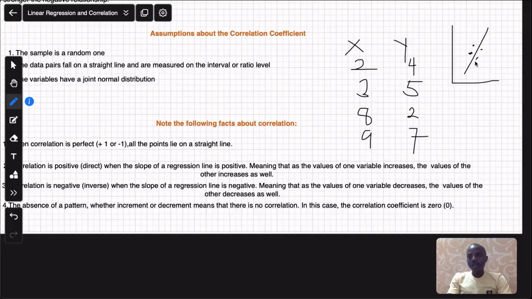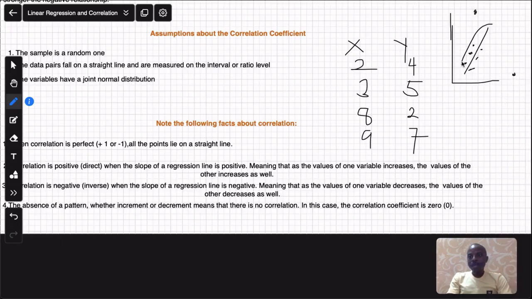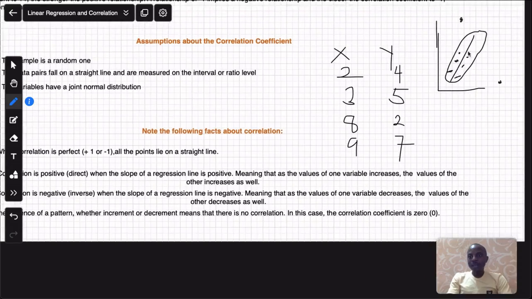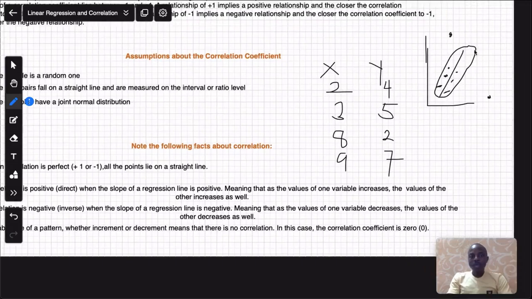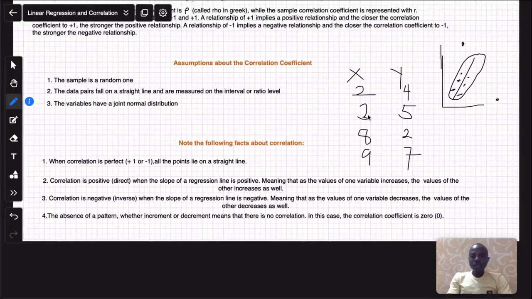You may have them, but because of what I just said, some of them may lie somewhere here, another one may lie somewhere here, but predominantly, the majority of data points may lie along your line that is increasing, that is going up, having an upward trend. All right, so that's what we are trying to talk about here.